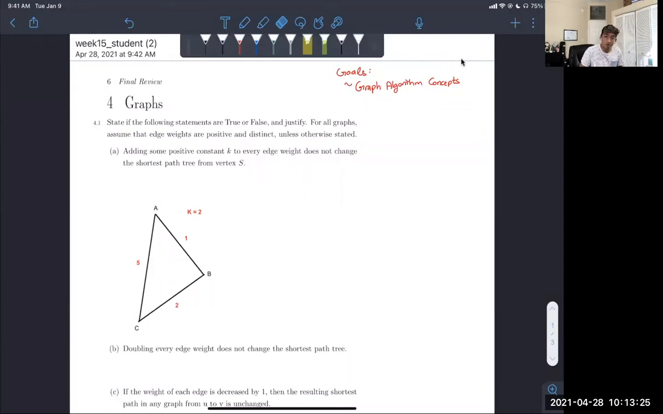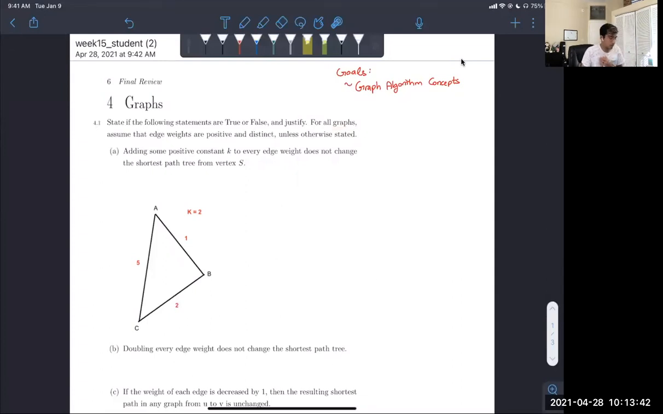I'm going to be going over the graphs question in the CSM final review 61B worksheet. So let's dive right in. 4.1, state if the following statements are true or false and justify. For all graphs, assume that edge weights are positive and distinct unless otherwise stated.